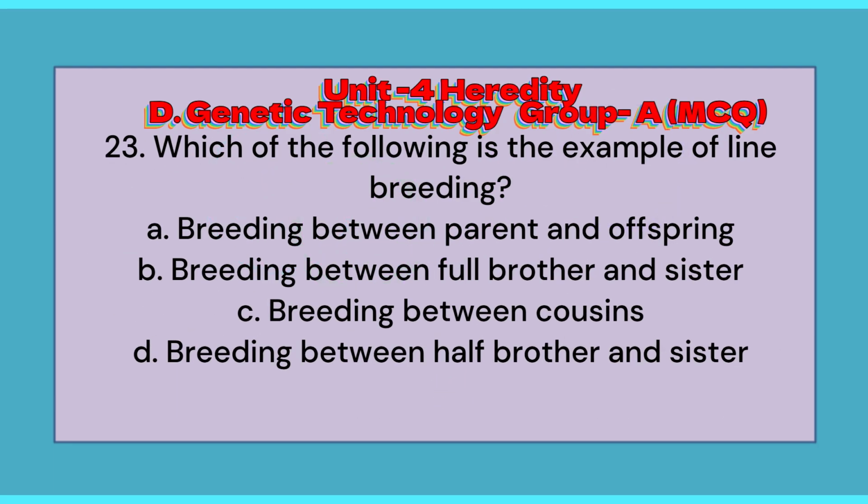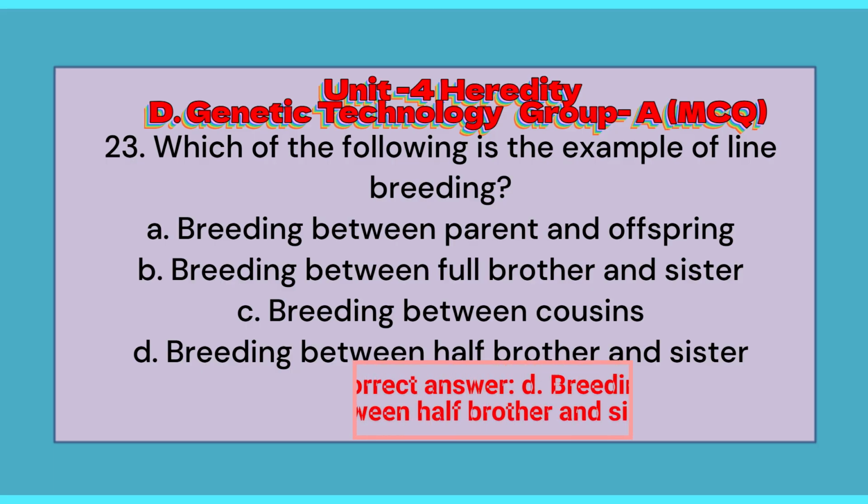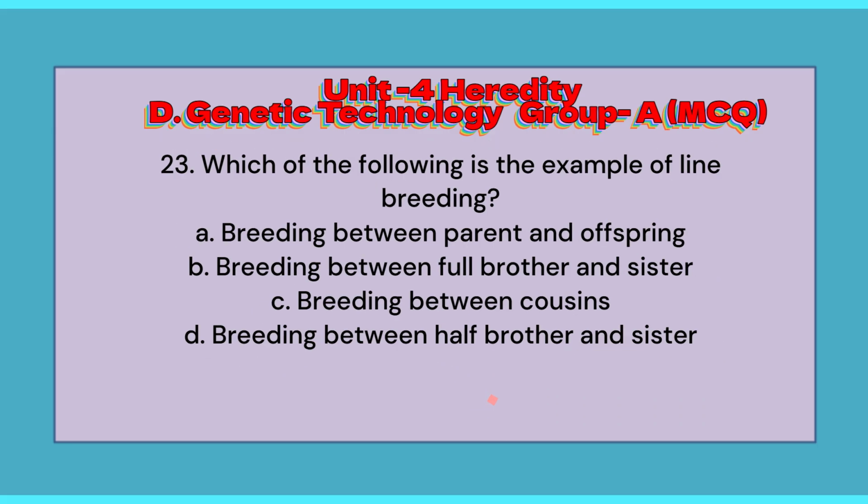23. Which of the following is an example of line breeding? A. Breeding between parent and offspring. B. Breeding between full brother and sister. C. Breeding between cousins. D. Breeding between half-brother and sister. Correct answer: D. Breeding between half-brother and sister.